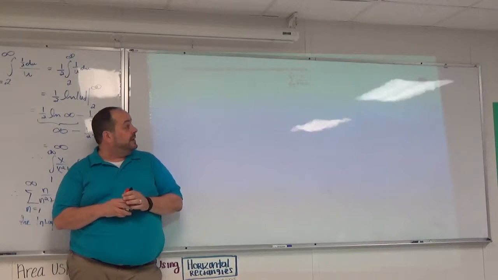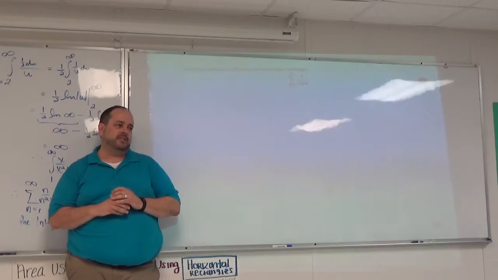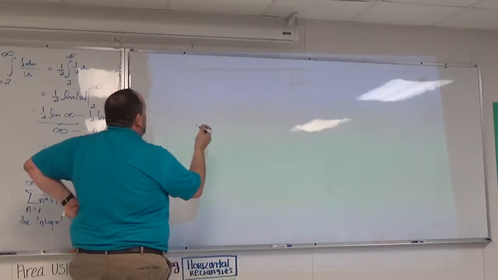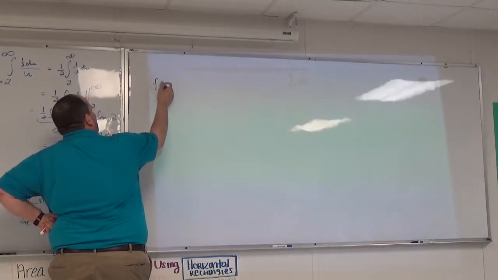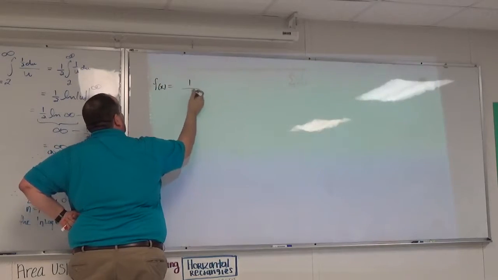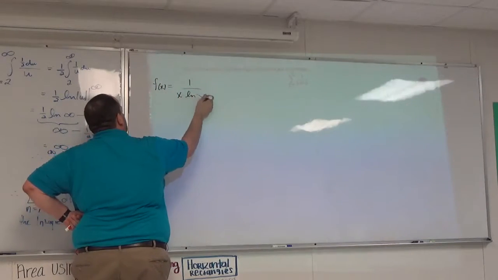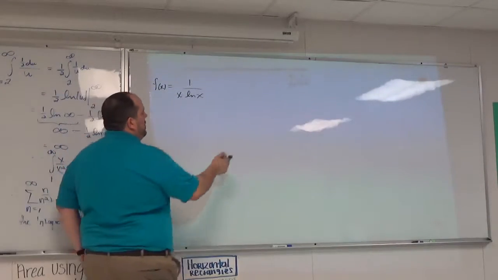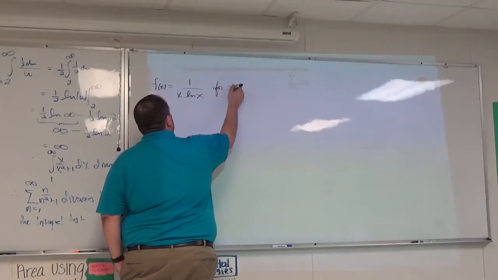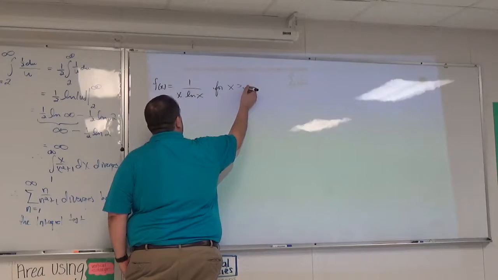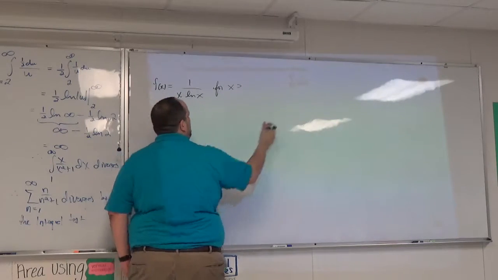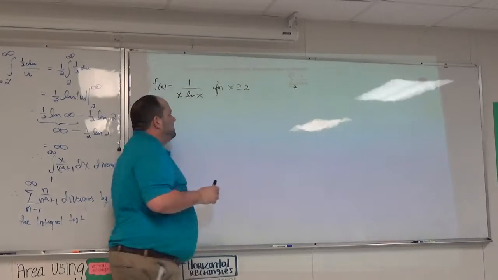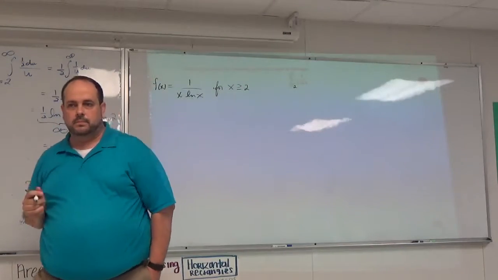All right, friends, let's do it. Another one. Let's just assume it's not geometric. If f of x is 1 over x times the natural log of x, I need to be convinced of all the things for x greater than or equal to 1. Actually, let's make it 2. For x greater than or equal to 2, what are the things?